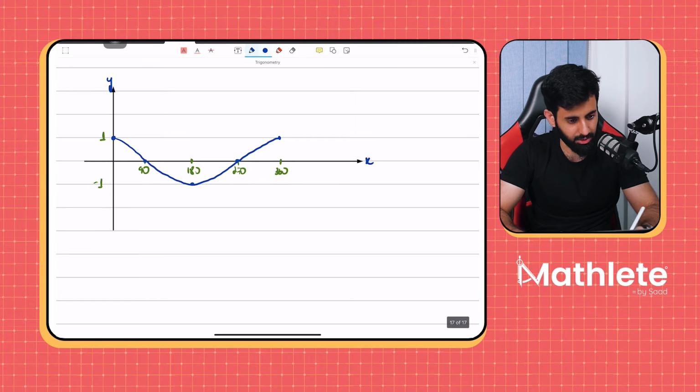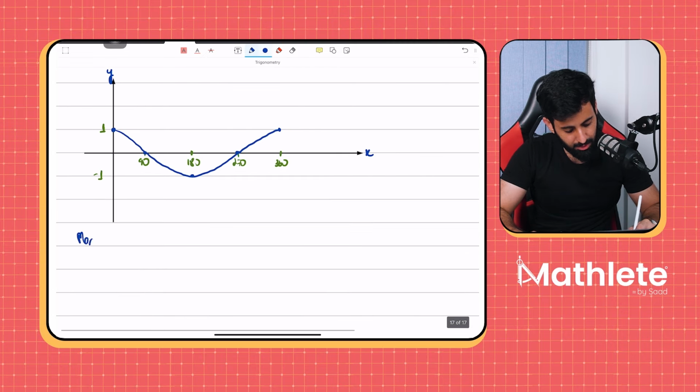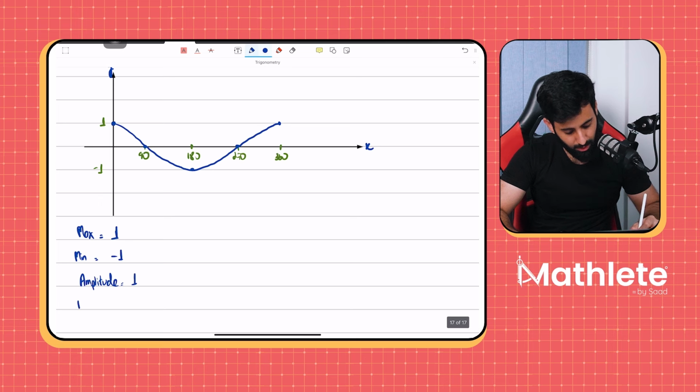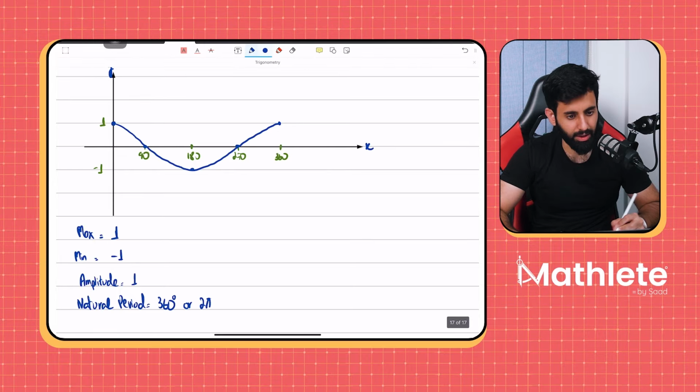Okay, so here's x, here's y. What's the maximum value? The maximum value is 1. What is the minimum value? The minimum value is minus 1. And what is the amplitude? The amplitude is equal to 1. And what is the natural period? The natural period is 360 degrees or 2 pi radian.